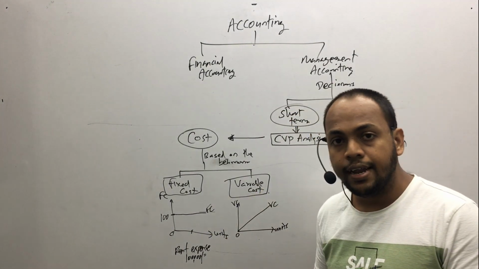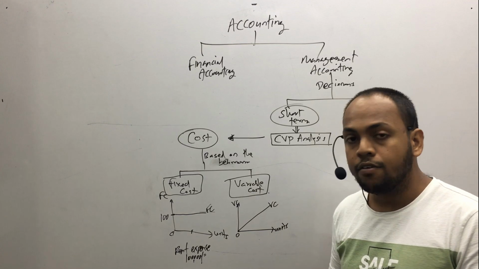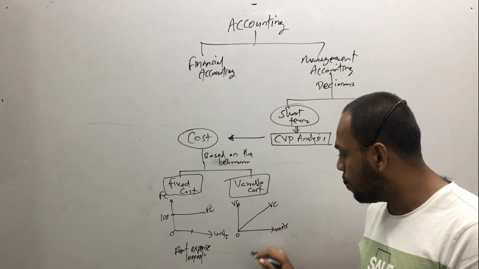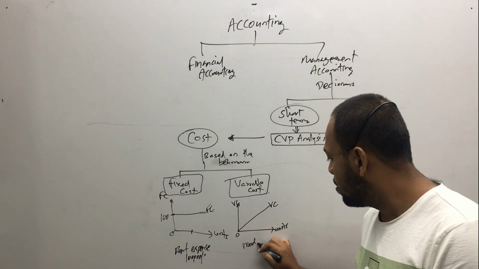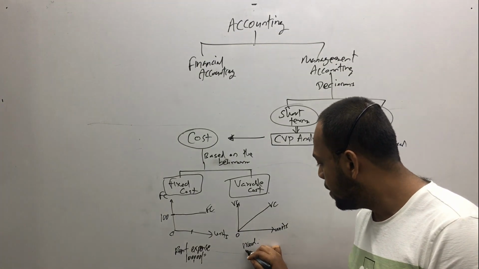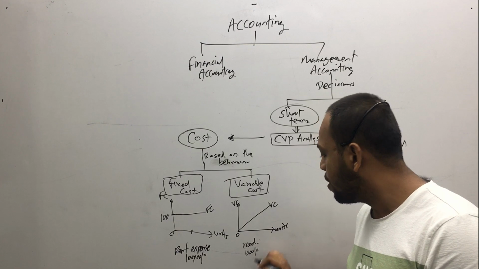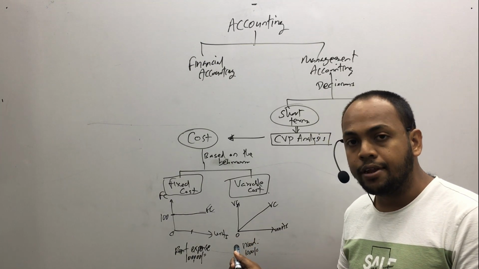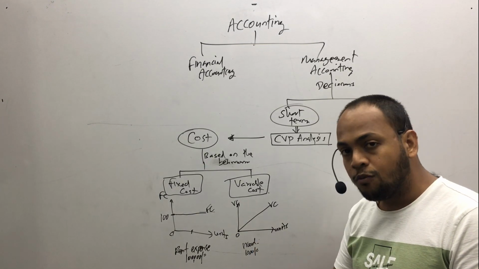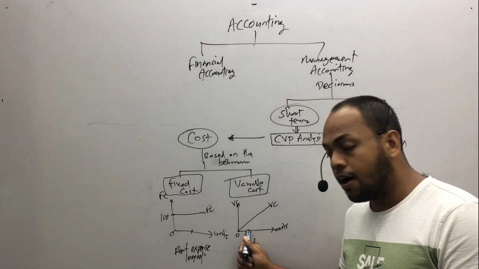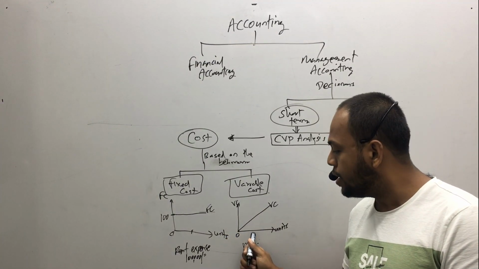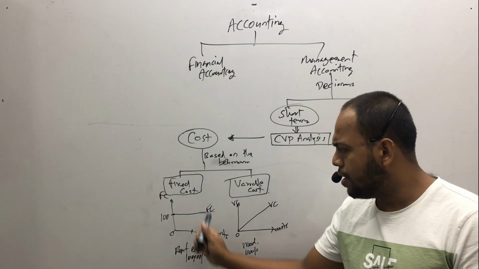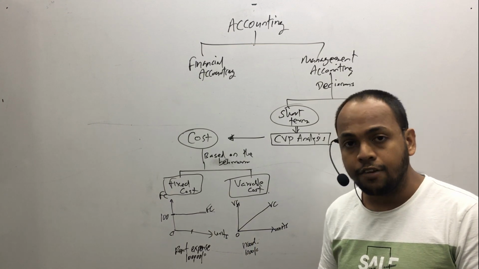Variable cost increases with the number of units. Let's say you are manufacturing tables, the wood cost. Per table, if it is 1,000 rupees, if you are not producing any units, unit 0, no wood cost. 1 unit, 1,000, 2 units, 2,000. So that's the difference between variable cost and fixed cost.